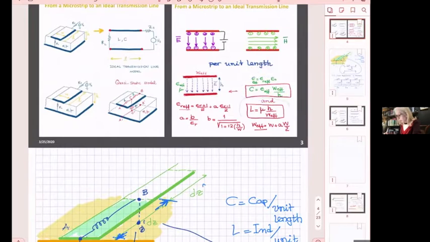And then we moved from there to finding some simple expressions using the parallel plate waveguide, expressions for capacitance, and then also for inductance, where I would like to make you pay attention to, we have epsilon R effective here and W effective there.